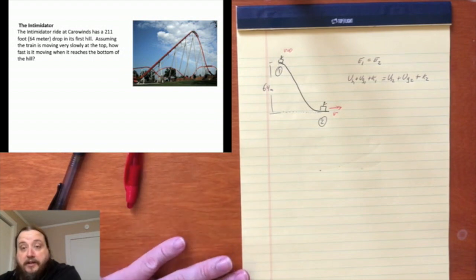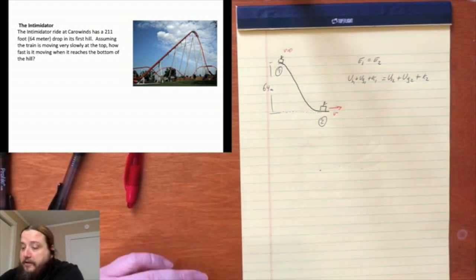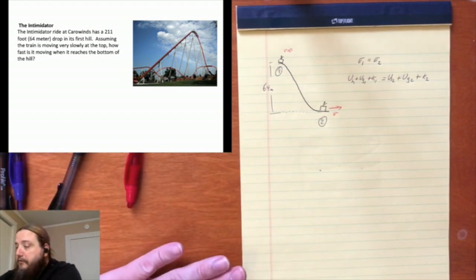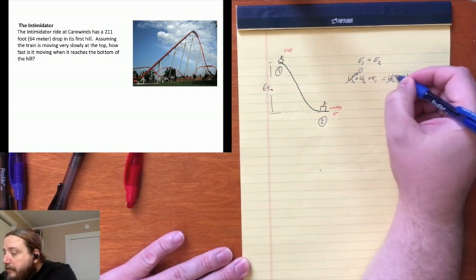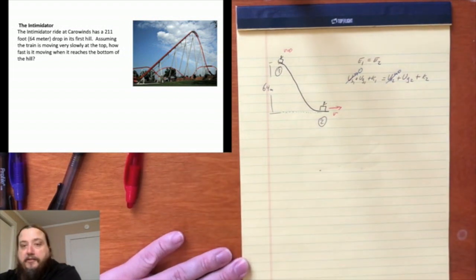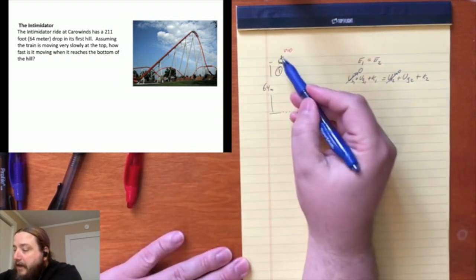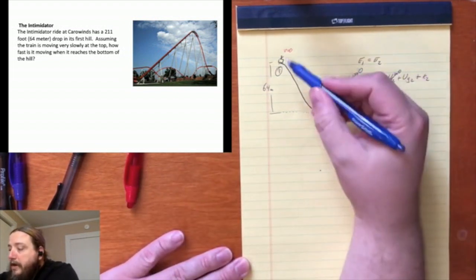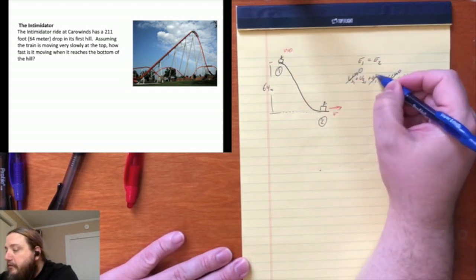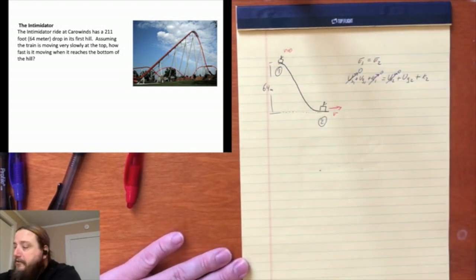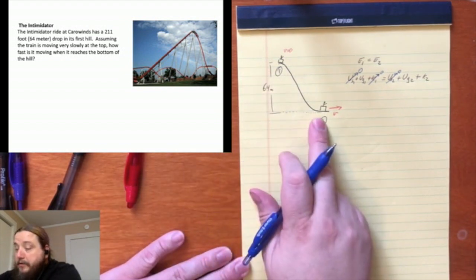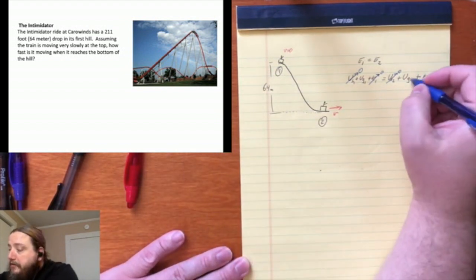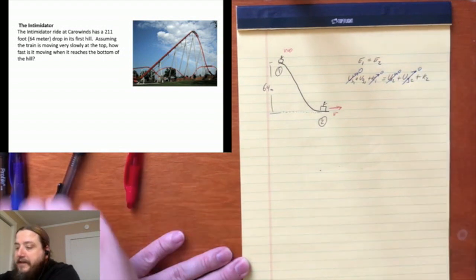And then recognize that most of these are going to be 0. So there are no springs anywhere, so we can set the spring potential energies to 0. At the top of the hill, we're not moving very fast, and so the kinetic energy is 0. And at the bottom of the hill, we're down at the 0 point of our gravitational potential energy, and so we can set that equal to 0.